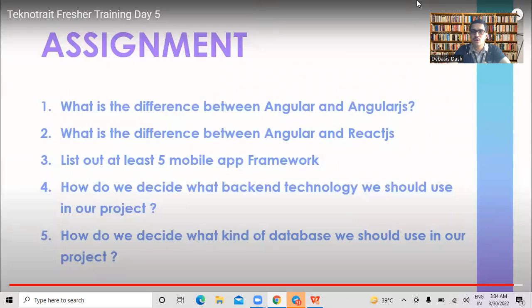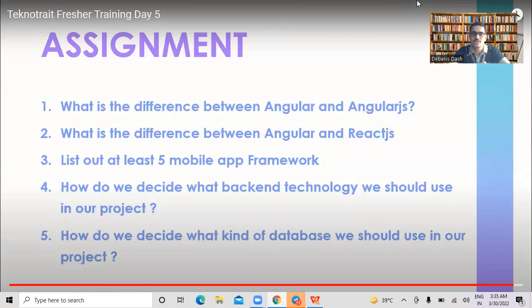Today is the fifth day of our training. These 5 questions are the assignments for today. So the first question is, what is the difference between Angular and AngularJS? So the major difference between Angular and AngularJS is AngularJS is written in JavaScript, but Angular is written in Microsoft's TypeScript language.